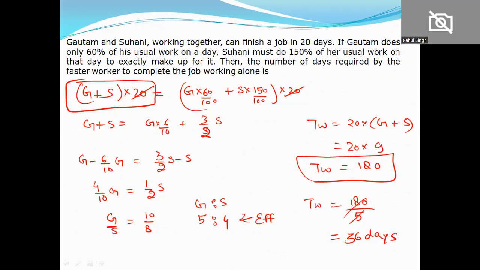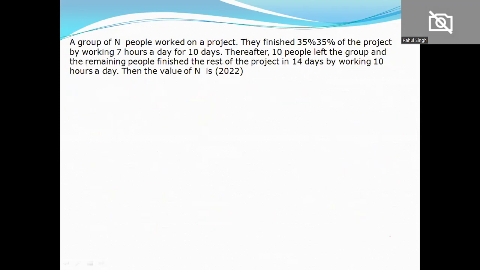Clear? Okay, let's move to the next question. A group of n people worked on a project. They finished 35% of the project by working 7 hours a day for 10 days. Thereafter, 10 people left the group and the remaining people finished the rest of the project in 14 days by working 10 hours a day. Then find the value of n. This question was asked in 2002 CAT.